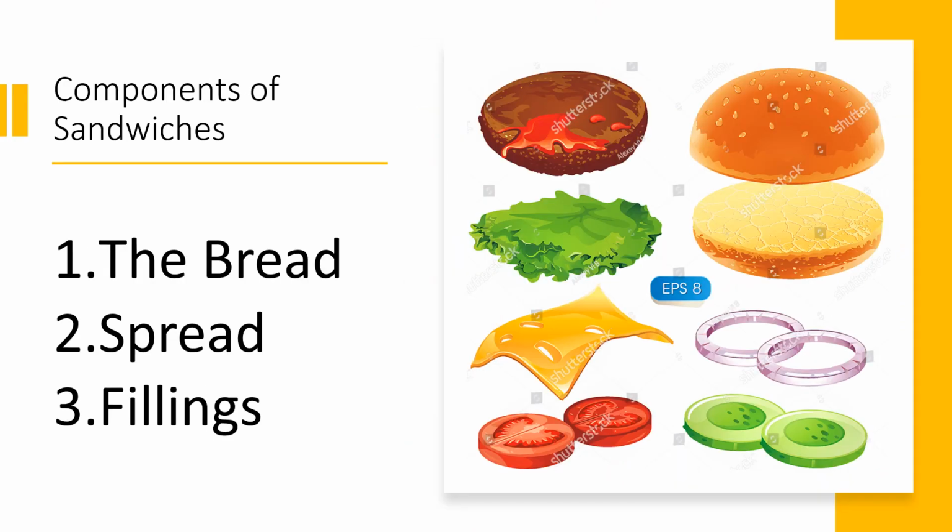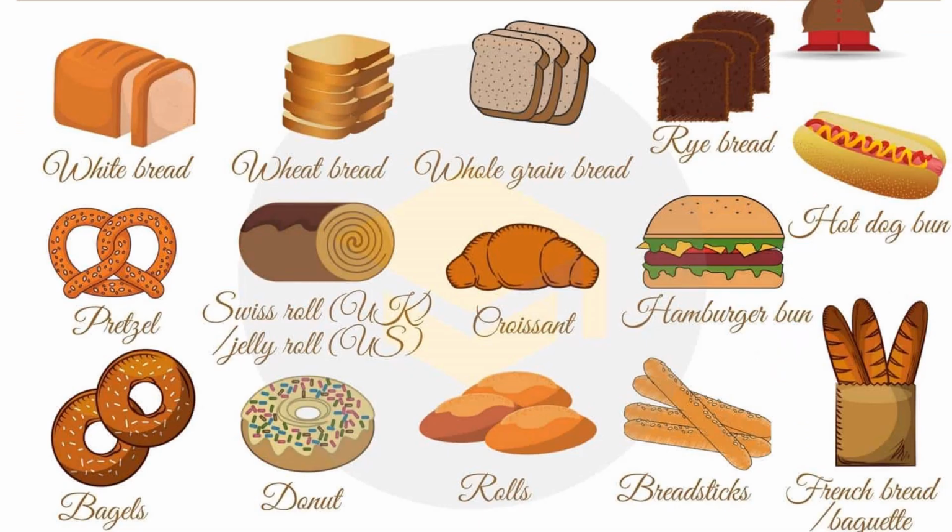There are 3 components of a sandwich. We have the bread, spread, and fillings. Let us talk about them one by one. One of the functions of the bread in a sandwich is to provide an edible casing for the food inside. Good quality breads provide variety, texture, flavor, and eye appeal to sandwiches as well as providing bulk and nutrients.